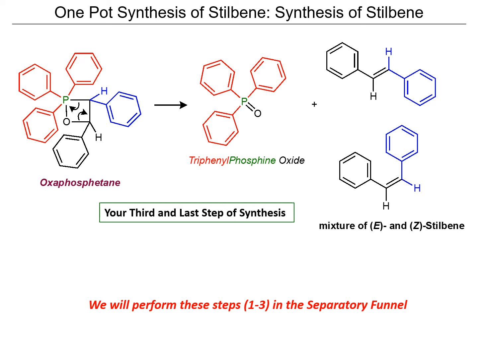The oxaphosphetane is a rather unstable molecule that will undergo bond breaking, giving us the triphenylphosphine oxide and a mixture of the cis and trans stilbene. This is the last step of the synthesis, and you're going to be able to notice the completion of this reaction upon the elimination of the color. The reaction should turn transparent again, and that's when you know when to stop. So we will perform these steps, number 1 and 3, in the separatory funnel.